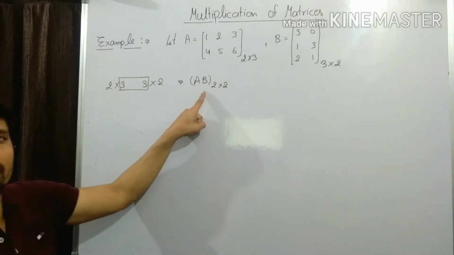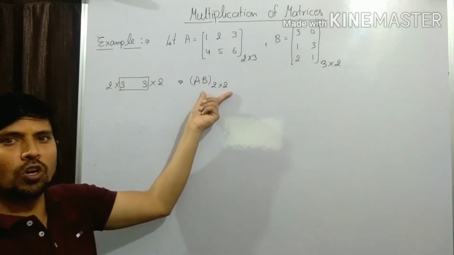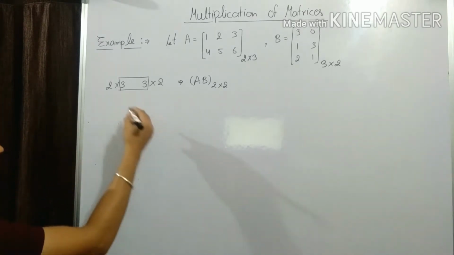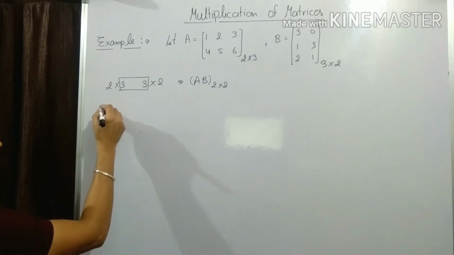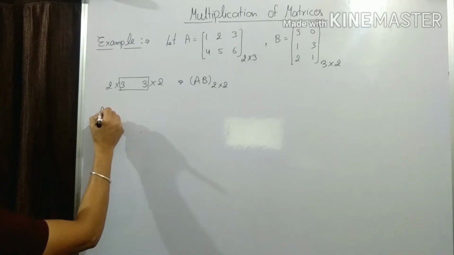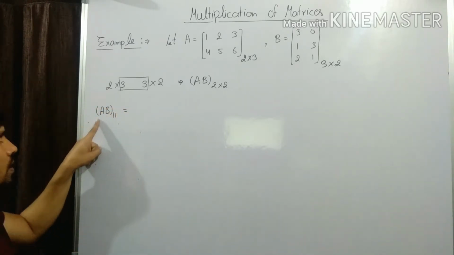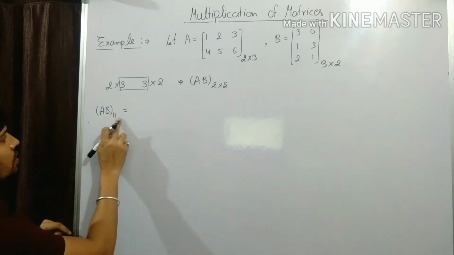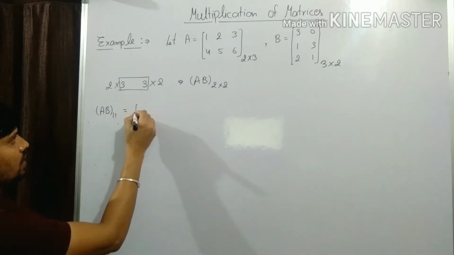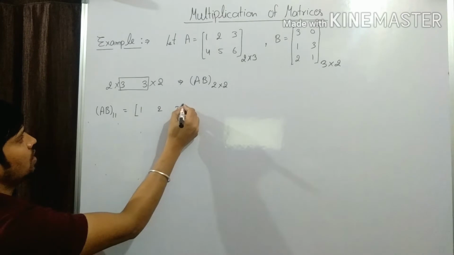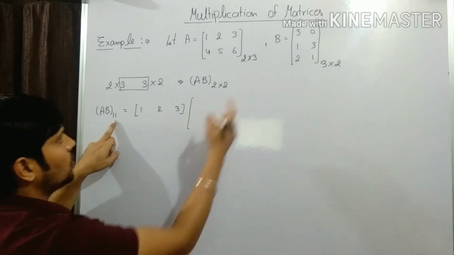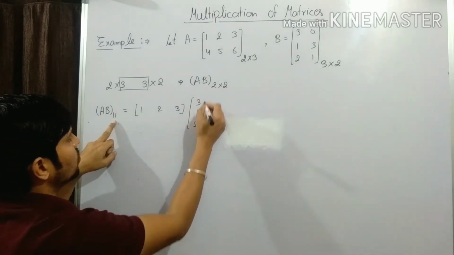Here A into B will exist and the order will be 2 cross 2. Now, here we are going to find the elements. The first element we have to find is AB11. 1, 1 means first row, first column. We will write the first row, this is 1, 2, 3, and the first column is 3, 1, 2.